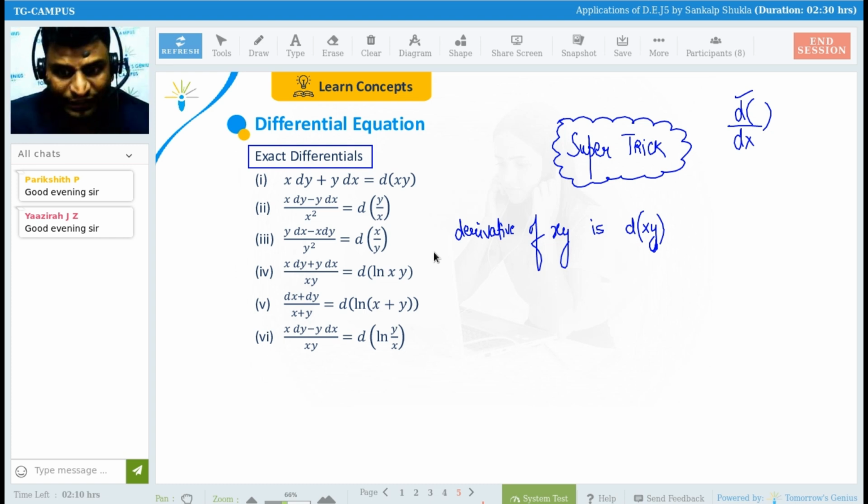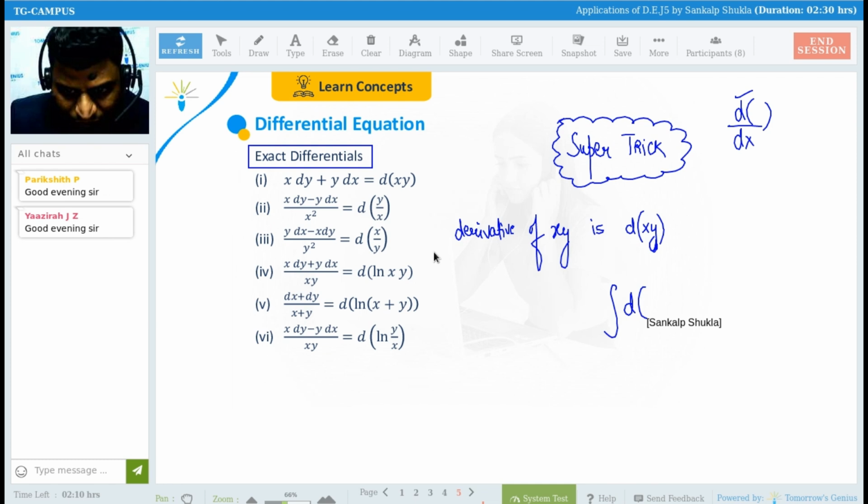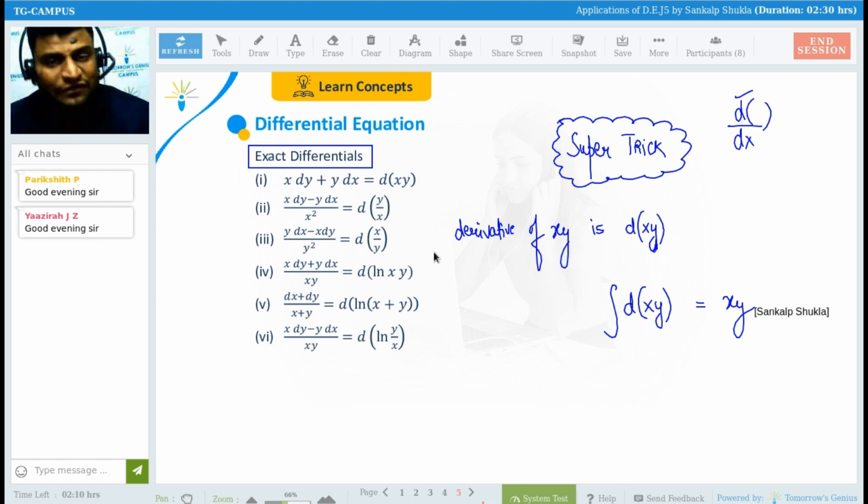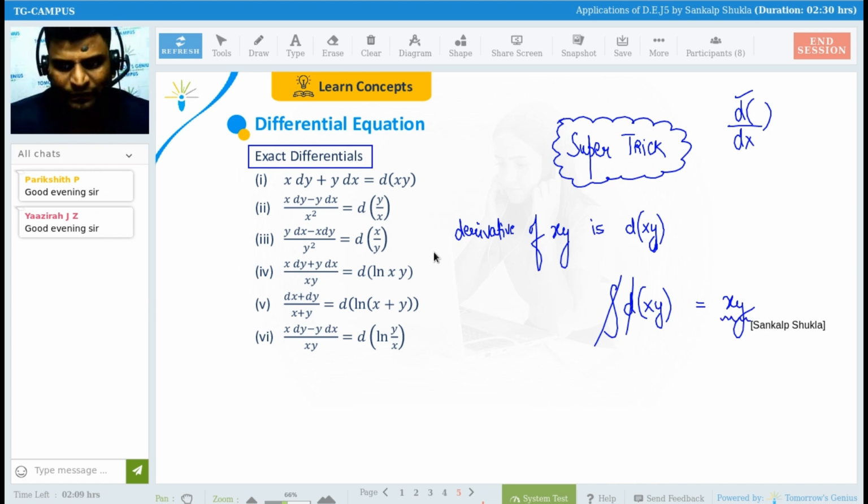Now if I ask you guys, what is the integration of d of xy? The answer is clear. It is xy only. So it will save you from the long process of integration. Got it? Because what is the mechanism of integration? If a function is there, you differentiate it, and with that derivative, you integrate it. So you again get back to the main function from which you started, right? So integration and derivative are basically anti-functions of each other. So the answer will be xy only.